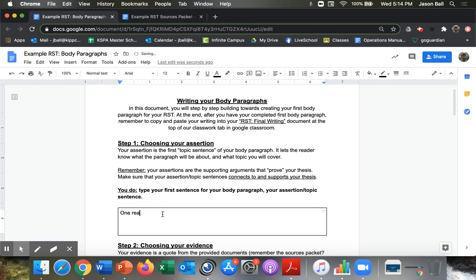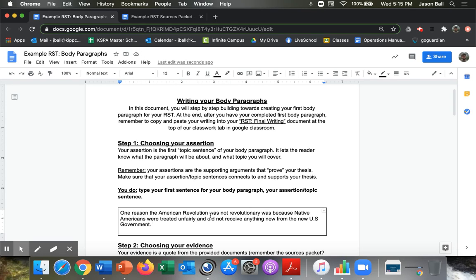Say, one reason the American Revolution was not revolutionary was because Native Americans, remember to capitalize it, were treated unfairly and did not receive anything new from the new US. A little longer, but overall, your assertion should just be one sentence.